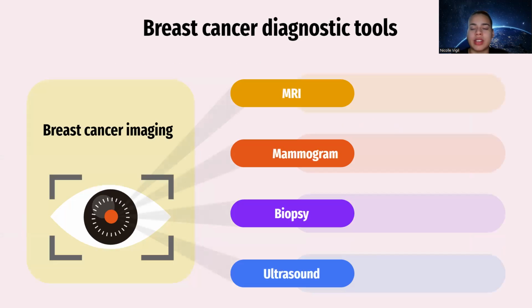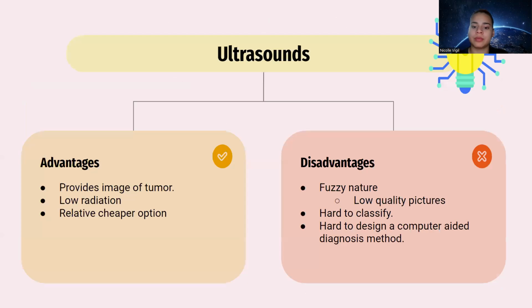The breast cancer diagnostic tools that we have so far are MRI, mammogram, biopsy, and ultrasound. We have others, but in this case, we're just going to be talking about ultrasound imaging. For the advantages of ultrasound, it provides the image of the tumor. It is low radiation and relatively cheaper than the other options, which were the MRI, mammogram, and biopsy.